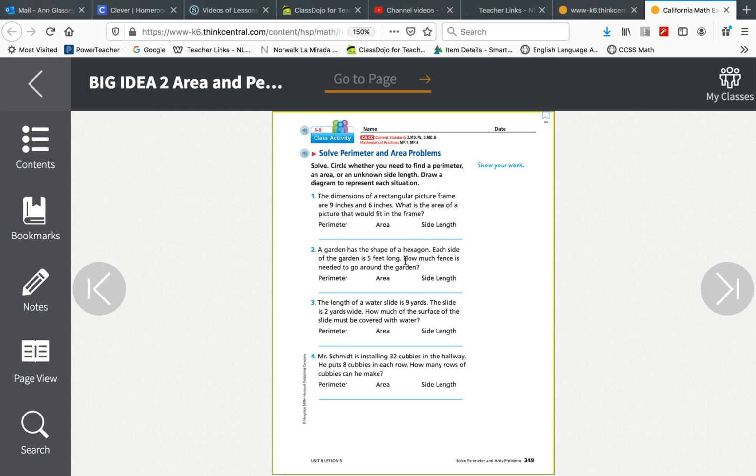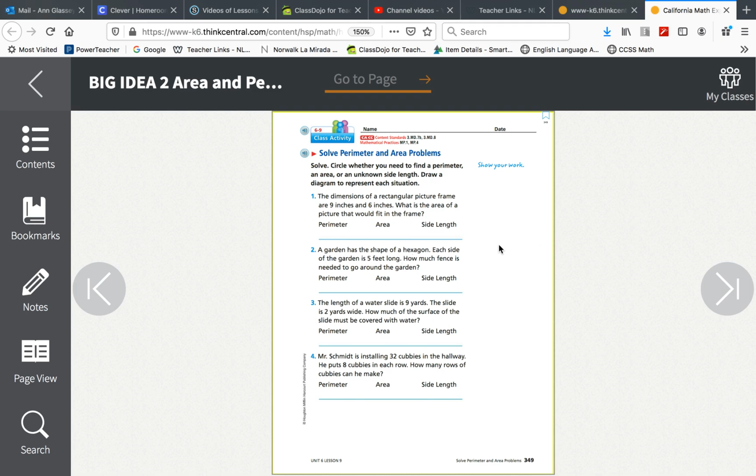A garden has the shape of a hexagon. So that's a 6-sided shape. If you need to look in your glossary and look up hexagon in the back of your math book, you go right ahead. It's also earlier in this chapter if you want to go back and look at the pictures of the shapes. Hex means 6, a 6-sided shape.